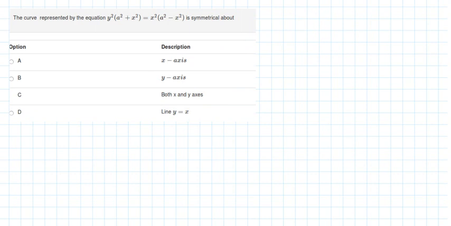Next question. The curve represented by the given equation is symmetrical about. Again, if you observe, every x and y has even power. So the power is even everywhere for x and y. It means it will be symmetric about both the axes.